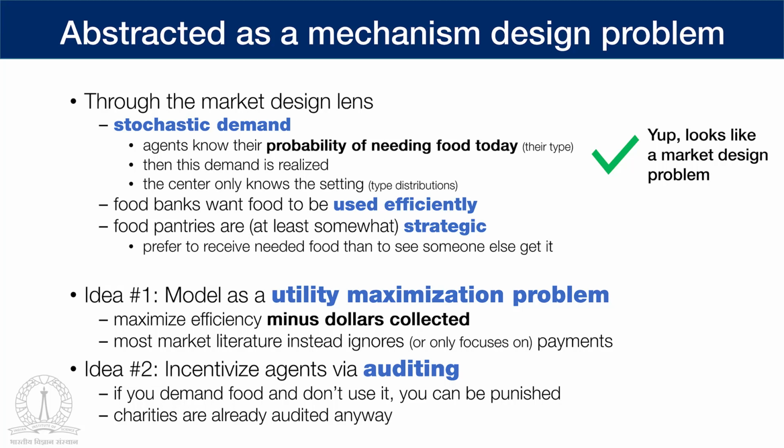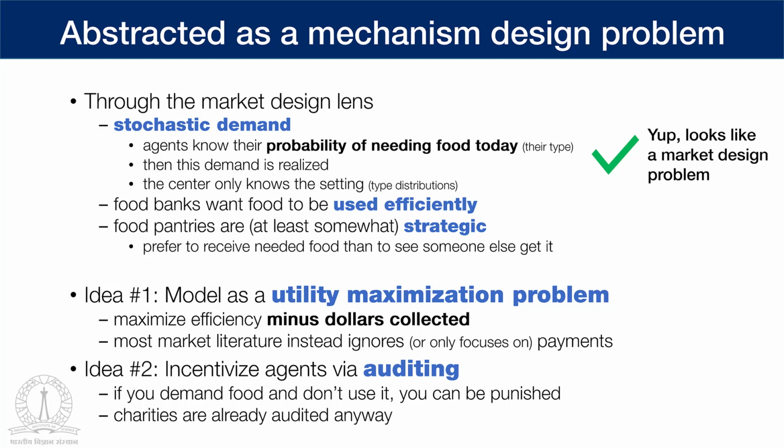So looking at this problem from a market design lens, how would we begin to model it? And Siddharth is off to the races modeling the problem, but let's just walk through the steps. This sounds like a stochastic demand setting, right? Agents know their probability of needing food today. That's their private information, or what we would call their type. Then this demand is realized. The center, which is the food bank, only knows the setting. So they know the type distributions, but they don't know the realization. They don't know whether your particular food pantry actually needs food today.